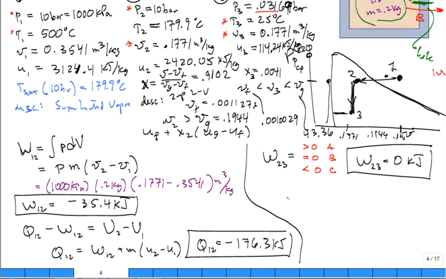Now, how about the heat transfer? Well, Q 2 to 3 is going to be the work 2 to 3 plus the mass times U3 minus U2 from the first law. And we got those specific internal energies. We know this is 0. And so we calculate Q 2 to 3 is negative 461 kilojoules.